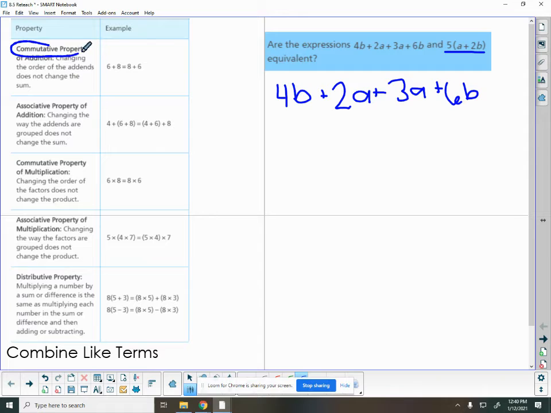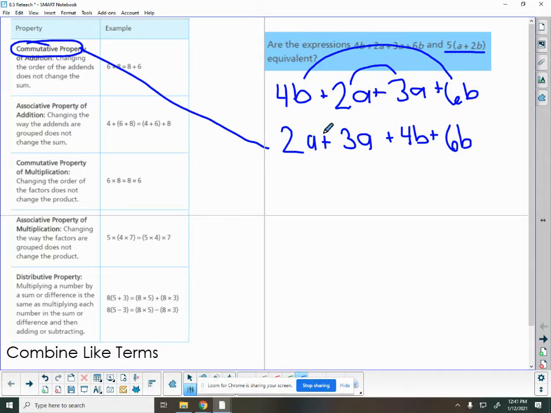So I can first use that commutative property to put all my a's together. So I can commute 2 a's and put my 3 a's together. And then I can put my b's together, 4 b's plus 6 b's. So now I put my a's together and my b's together using the commutative property. So I just rearranged. It's still all the same things, 2 a's, 3 a's, 4 b's, 6 b's. Same problem, just rearranged.